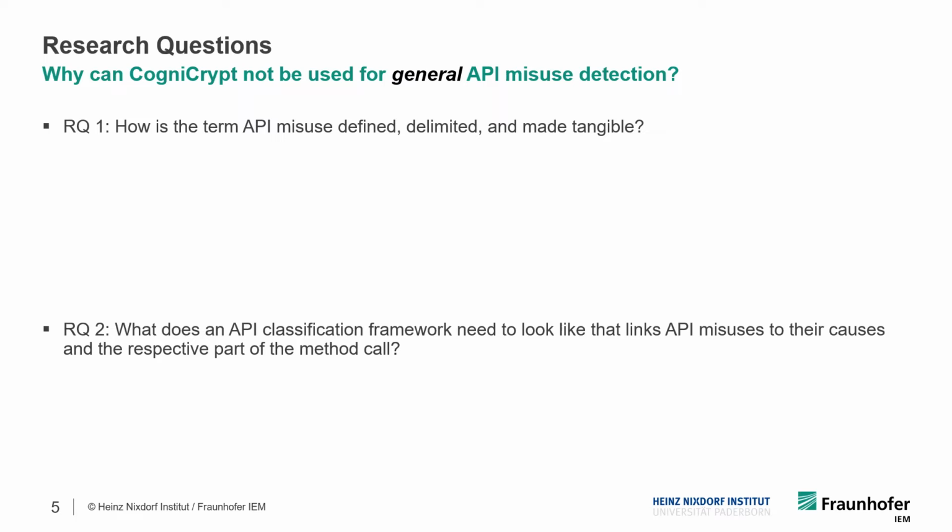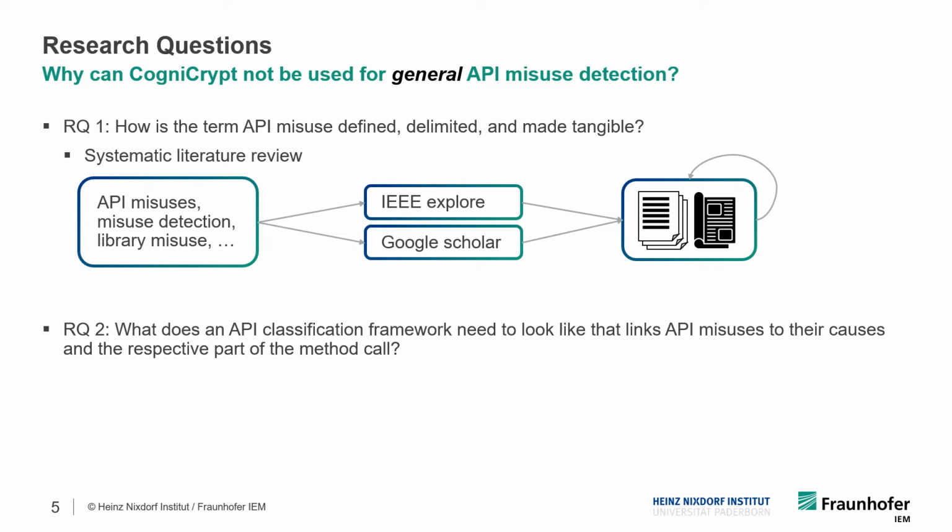So to answer research question 1, we performed a literature review. We used terms like API misuses, misuse detection, library misuse, and similar ones in the scientific libraries IEEE Explorer and Google Scholar. We compiled a list with inclusion and exclusion criteria and snowballed the findings until we gathered our literature. And then for the second research question, we used the results of our literature review to derive definitions and consequently derived a new framework we call FUM from the results.